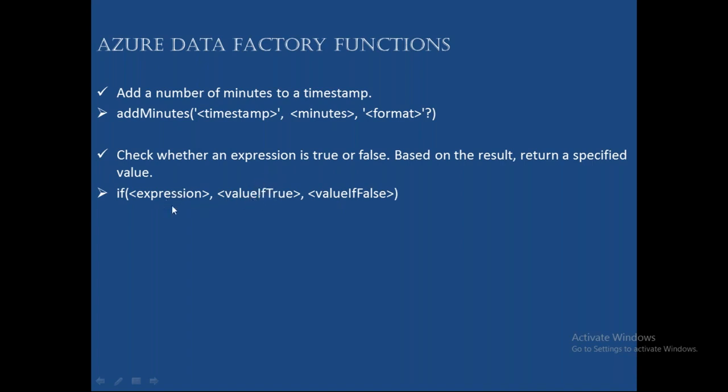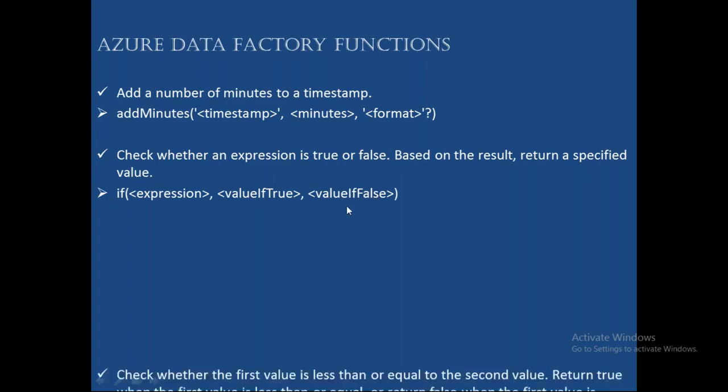Where I'm going to use this is to check, using this particular if condition, whether the upper bound value is greater than the current timestamp or not. If the upper bound value that I calculated is greater than the current timestamp, then in the true condition I will use the current timestamp. If it is false, then I'm going to use the last processed value, like the upper bound value which I have calculated. Don't worry, I will explain in detail.